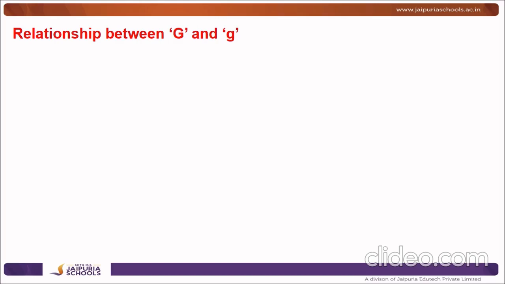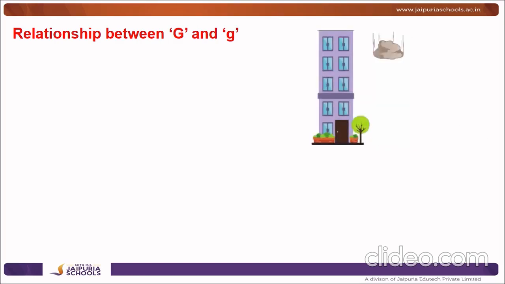Our next concept is the relationship between capital G and small g. That means the relationship between the universal gravitational constant and the acceleration due to gravity. Students, if a stone is falling towards the surface of the earth, then we can say that the force will be mass into acceleration, that is, the mass of the falling object and the acceleration.